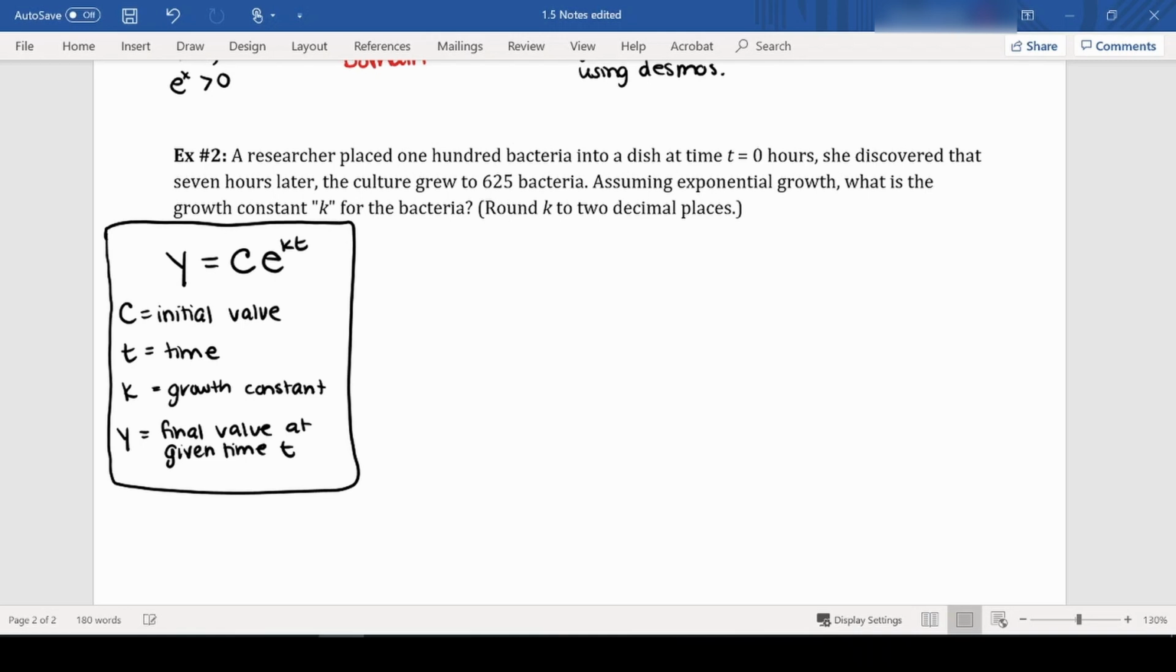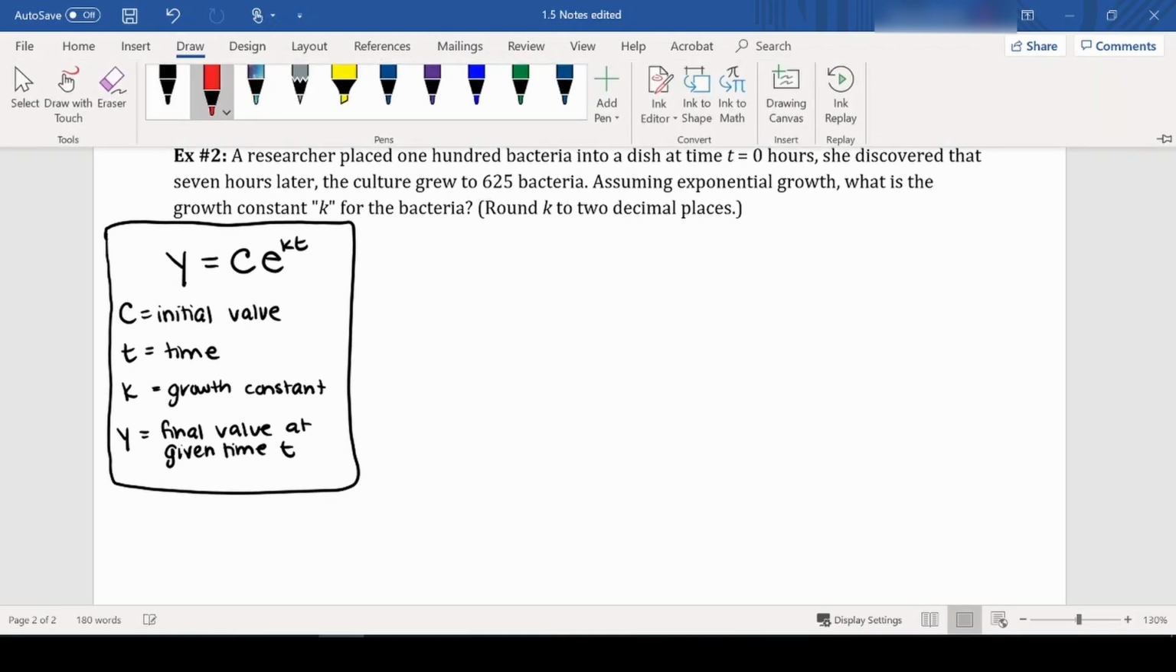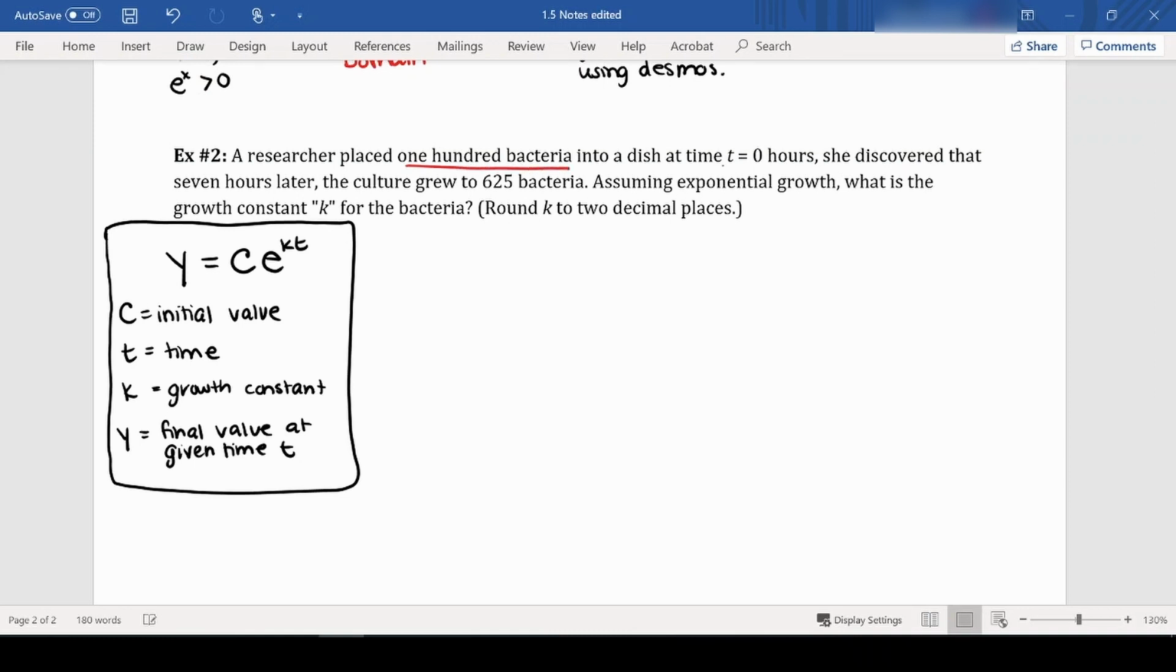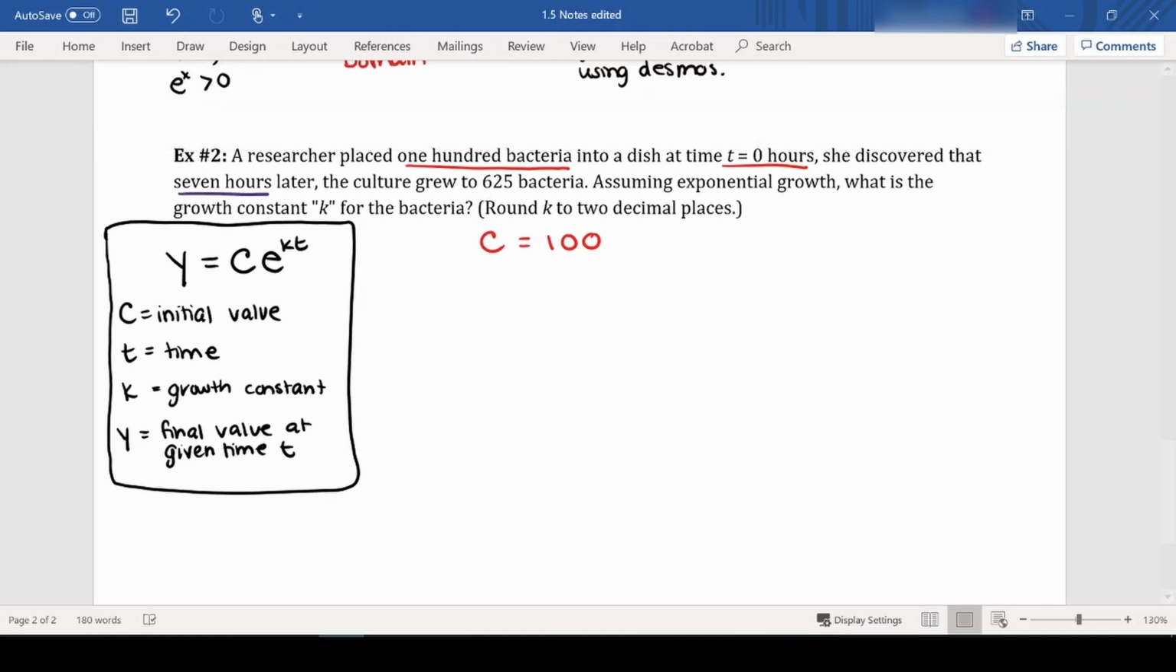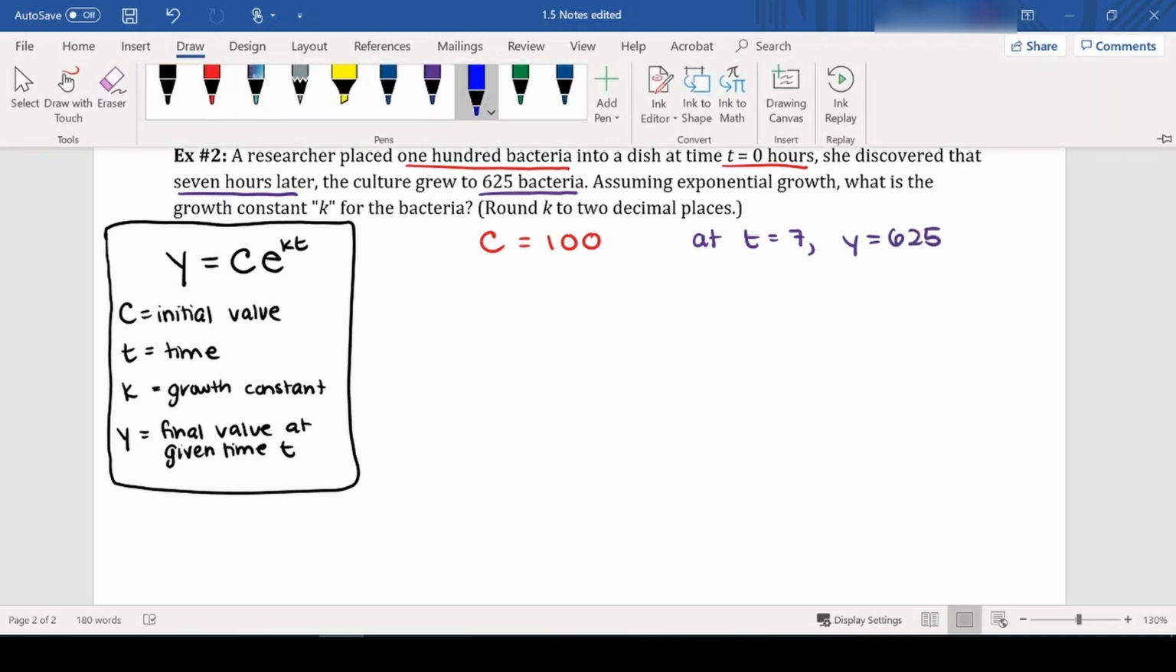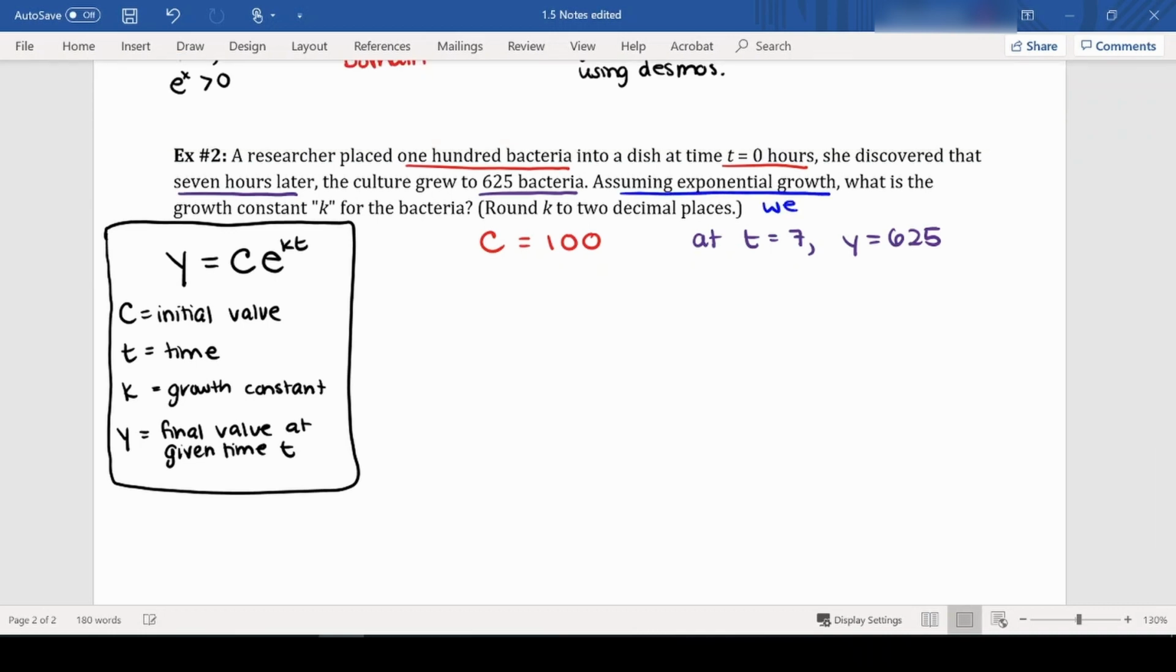So we've got a researcher who placed 100 bacteria into a dish at time t equals 0. So this tells us that C is equal to 100. Now it says that she discovered 7 hours later, the culture grew to 625. So at t equals 7, y equals 625. It says assuming exponential growth, so this means we can use y equals ce to the kt. What is the growth constant k? So we're trying to find k.